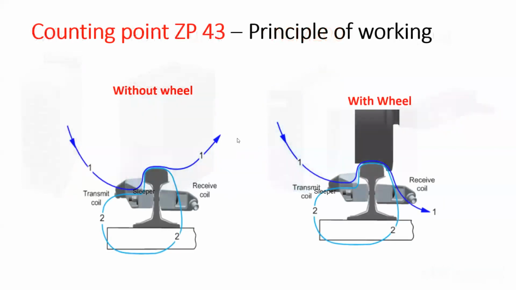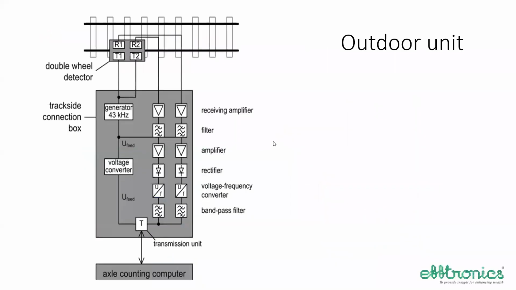Yeah, the principle of working is the same: the wheel influences the magnetic flux. And the circuit is something like this. It sends a 43 kilohertz signal to the 2 transmitters, and then the receiver. This is the trackside electronics that you are seeing. At the receiver, you receive the response, filter it, amplify it, rectify it, and then convert it into a frequency. And then send it to the central place.